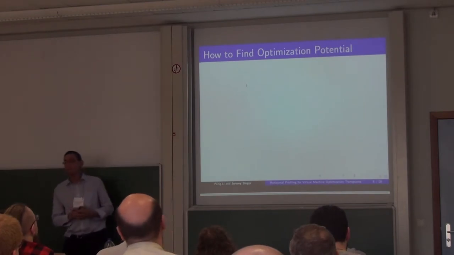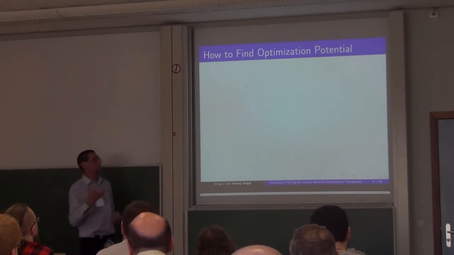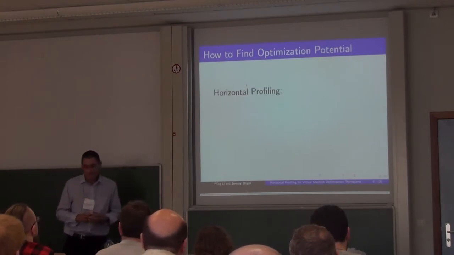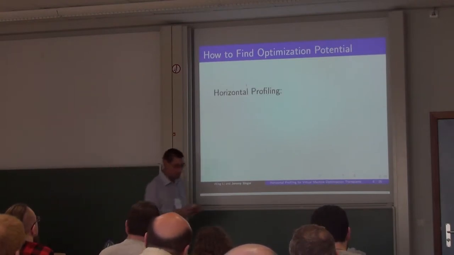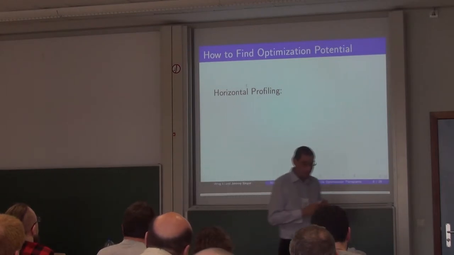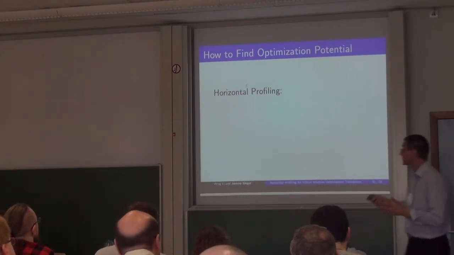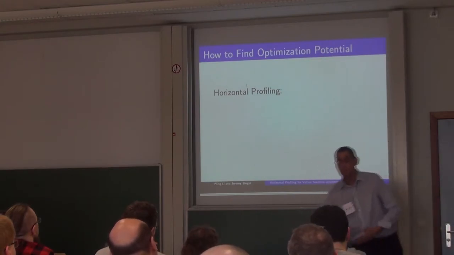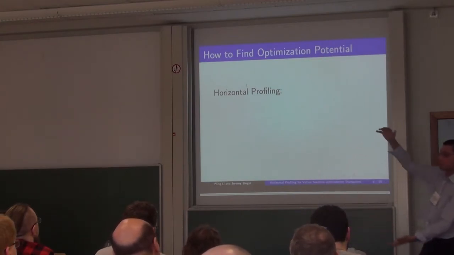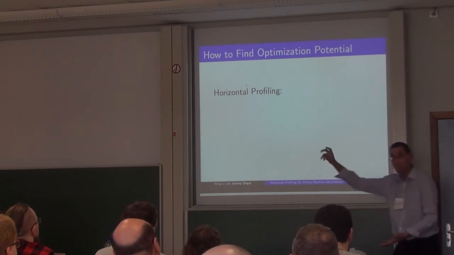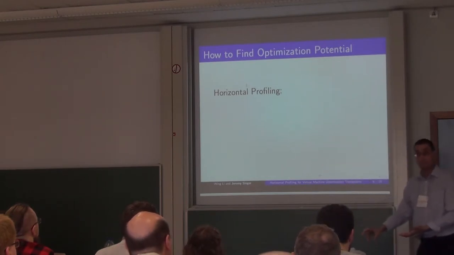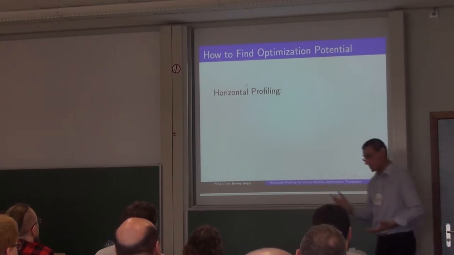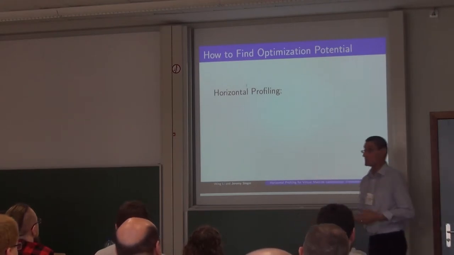So, first of all, we need to find out how to discover this kind of potential for optimization. I'm going to use a technique that I call horizontal profiling. You might be aware of Matthias Hauswirth's work on vertical profiling, and the idea there is that you look right the way down the stack of your runtime infrastructure, starting at the high-level application events and going all the way down to micro-architectural events, and you try to cross-correlate these things to find optimization opportunities or missed optimizations.